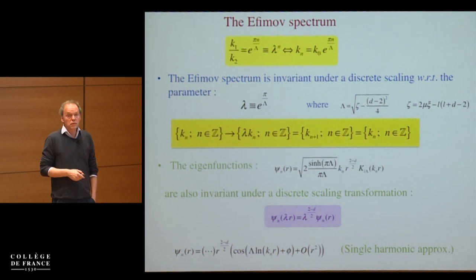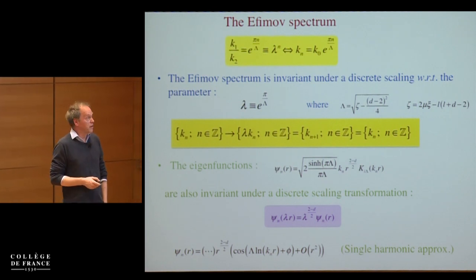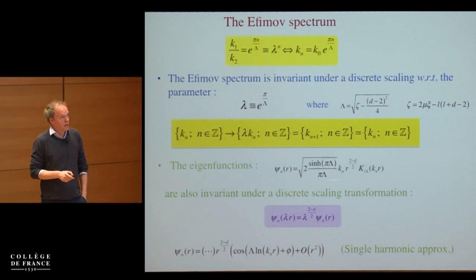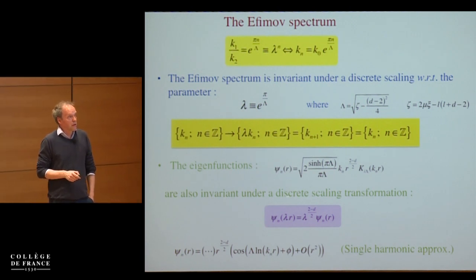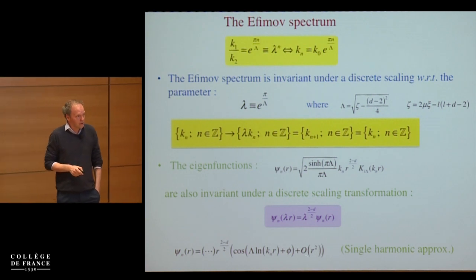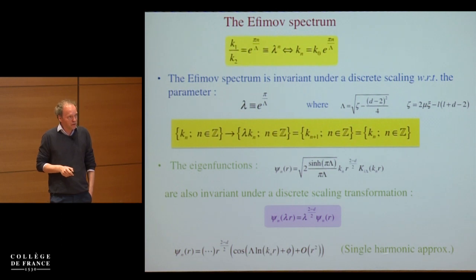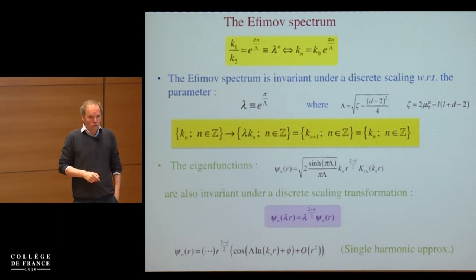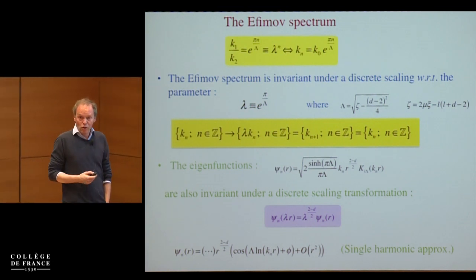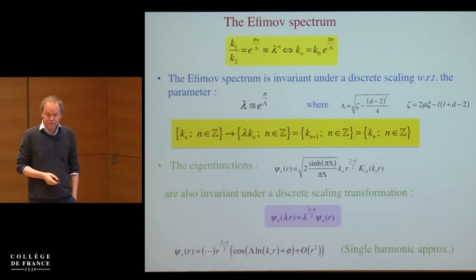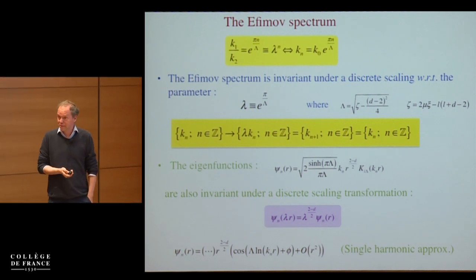Now, the eigenfunctions also possess this property. So those are the eigenfunctions for any value of r. They are also invariant under the same discrete scaling transformation. And if you want to see this, and you don't like modified Bessel functions, you can look at it for small values of r, and you see that, in fact, this function is this cosine of lambda log of kr, which is indeed a log periodic function of this argument. This is just a single harmonic approximation of it. So all this has all the features of an underlying fractal structure. But there is no fractal here.